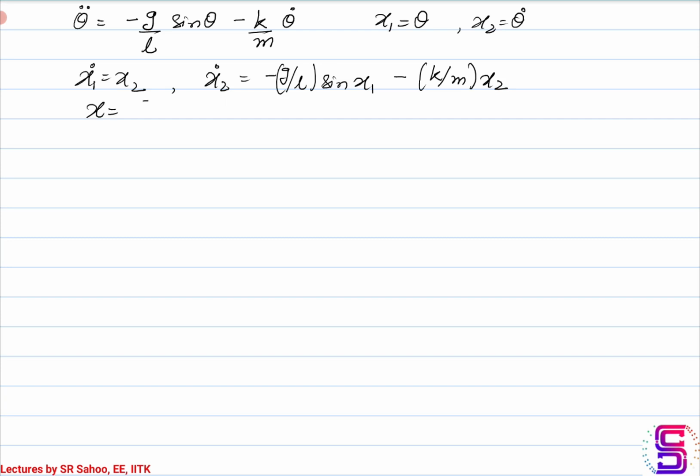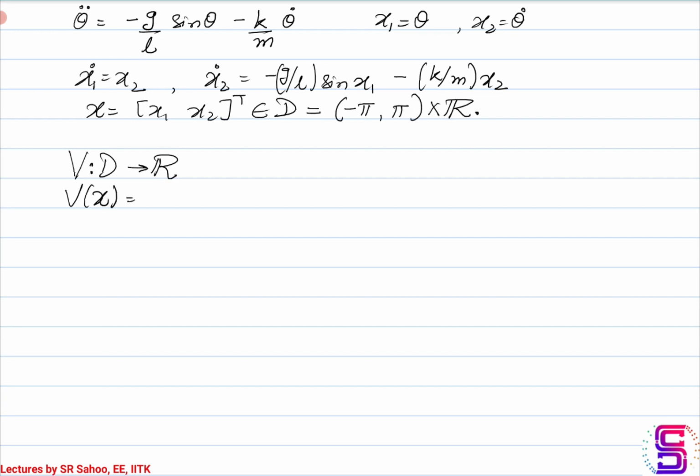Okay, and the state vector x comprises the states x1 and x2 that belong to the set D, which is from minus pi to pi, both excluded, cross R. And let's say that we choose the Lyapunov function which we had chosen earlier, which was g by L times 1 minus cos x1 plus half x2 square.